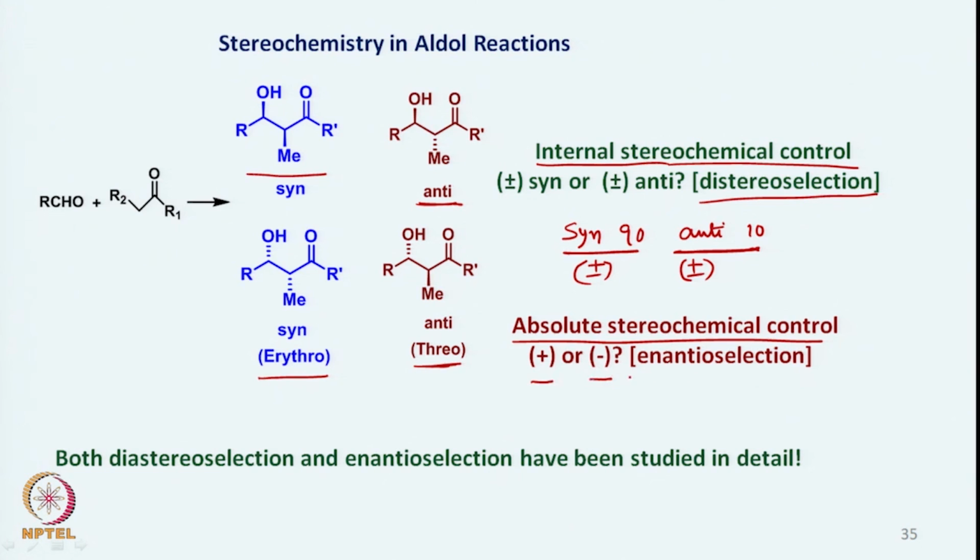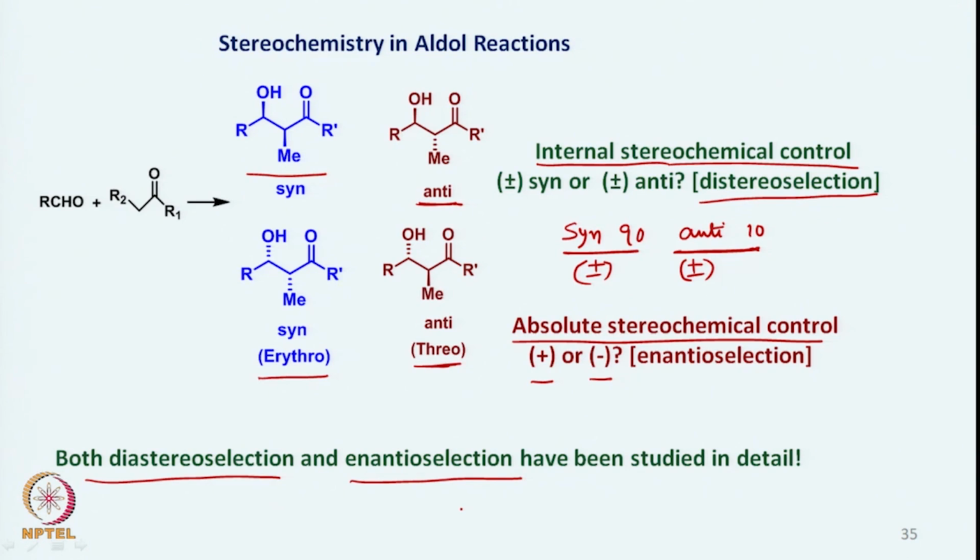On the other hand, we have to have absolute stereochemical control, that means either plus or minus. Out of all these 4 possibilities, if we can get only one as the major product, then of course we have to say that it is an absolute stereochemical control, or an enantioselective reaction. So we need both diastereoselection as well as enantioselection, so that out of these 4 possibilities we get only one product as the major product. Such a reaction will be highly useful, and it will be an enantioselective reaction in terms of aldol chemistry.